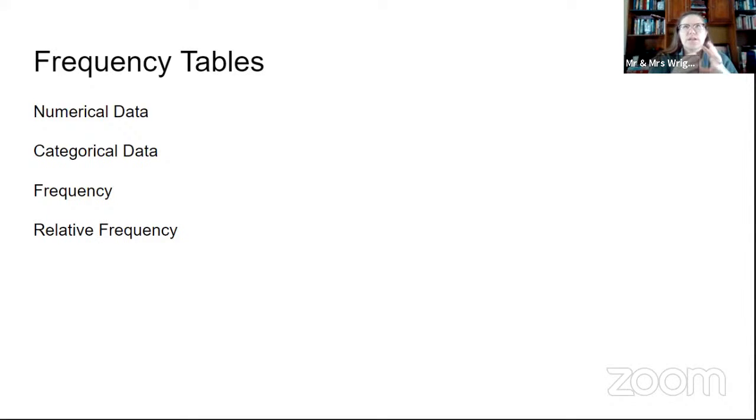Now, relative frequency is when you take the total amount of people who said something, like the total number of people who said red was their favorite color, and divide it by your total number of people you asked. So that would be your relative frequency.